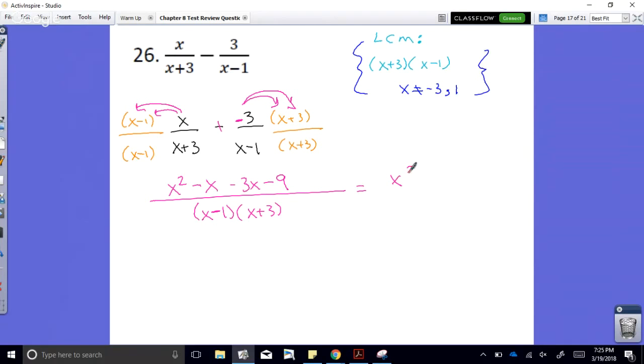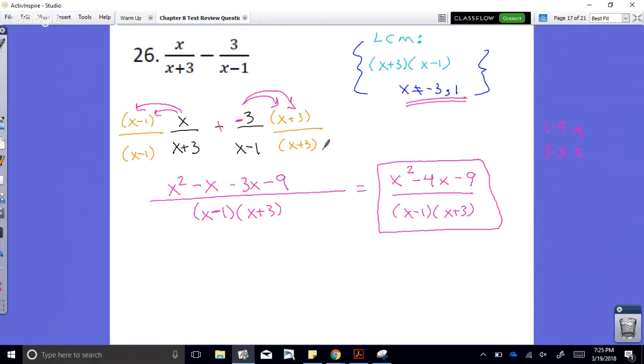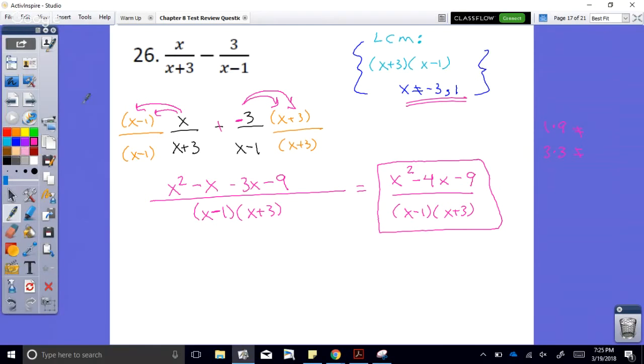Combine like terms, I get x squared, negative x minus 3x is negative 4x, minus 9, divided by x minus 1, x plus 3. Again, you're asking yourself now, are there factors of 9 that subtract to give us 4? Well, we've got 1 times 9, 3 times 3, and neither one of these will subtract to give us 4. So if it doesn't factor, you are done. Again, restrictions, x cannot equal negative 3 or 1.